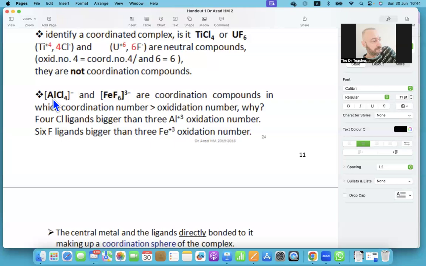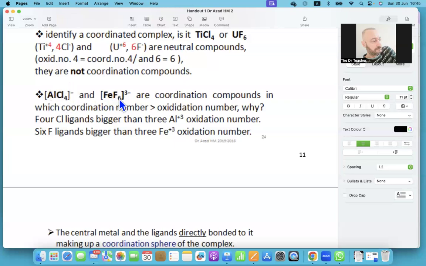Okay, this is how we count. When you see a charge here, a minus, it will differ from the 4 minuses, so it will be 3 minus. So the aluminum will be 3 plus. Now, how many bonds here? 4 bonds. 4 bonds means the coordination number is bigger than the oxidation number. 4 is bigger than 3, so this is a coordination compound.